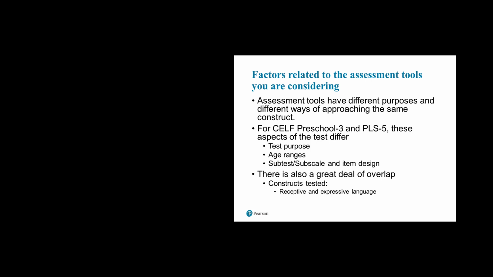There's a lot of overlap in tests that look at the same domain. So CELF Preschool-3 and PLS-5 both assess receptive and expressive language, but they're very different in terms of test purpose, the age ranges, and the subtest or subscale item design. And of course, while there is overlap, those differences make a lot of difference in how well a child is able to perform the task and how much information you're obtaining from the test.